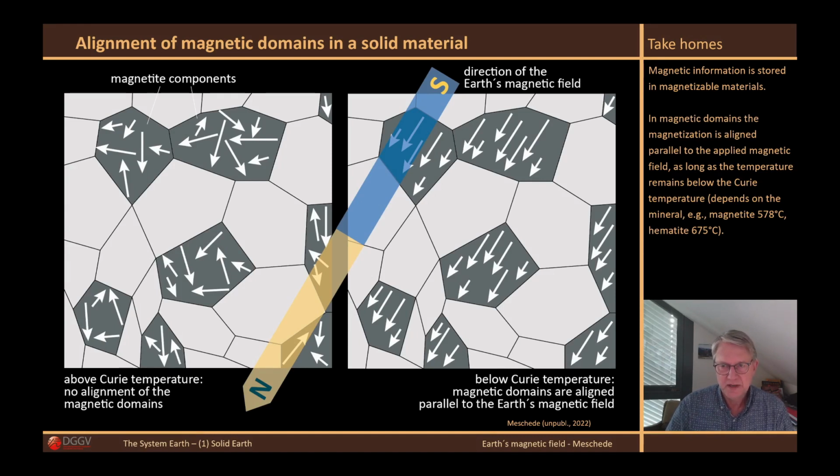Below, however, the information from the current magnetic field is retained, even if the Earth's magnetic field continues to affect the rock later. Of course, there is no physical rotation of small bar magnets inside the minerals. It's only the magnetic domains in the magnetizable mineral that are being aligned, and this works without the material being rotated in a physical way.